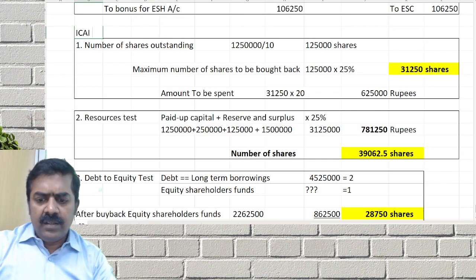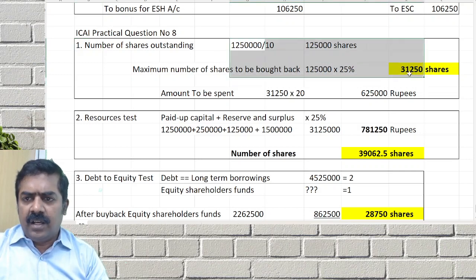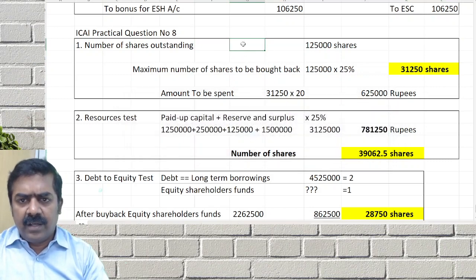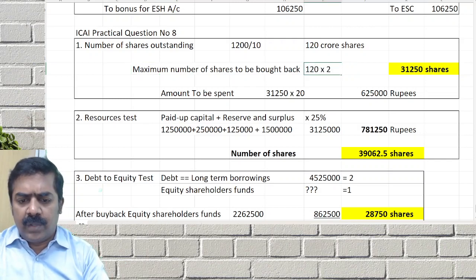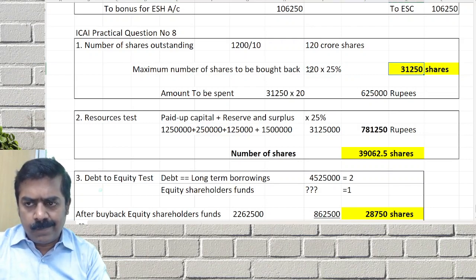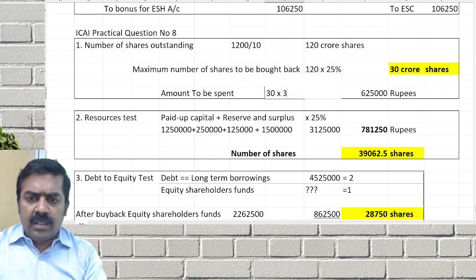This is the ICAI question. How many shares outstanding? How many crores of shares are outstanding? 1200 crores divided by 10, 120 crore shares. Take it up along with me. Maximum number of shares that can be bought back is 120 into 25%. We can buy how much? 30 crore shares.